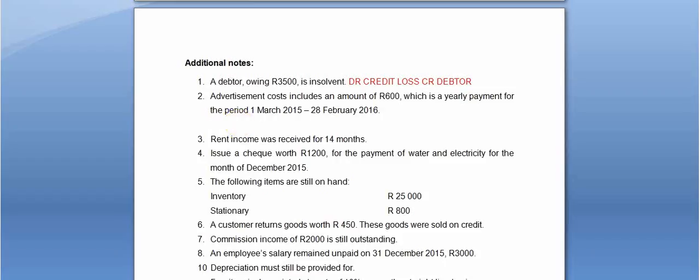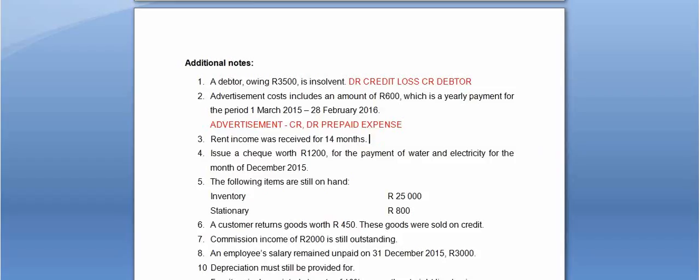So advertisement cost must decrease, and this is an expense, so of course we're going to decrease it by credit. Then I short a debit, and the debit will be my prepaid expense because the advertisement costs were prepaid for January and February.